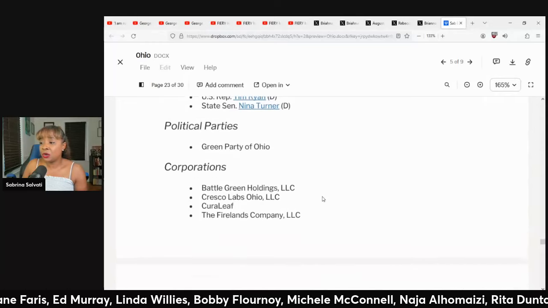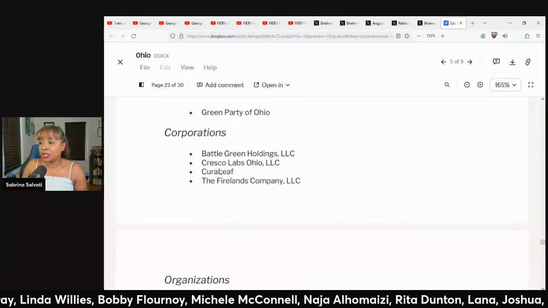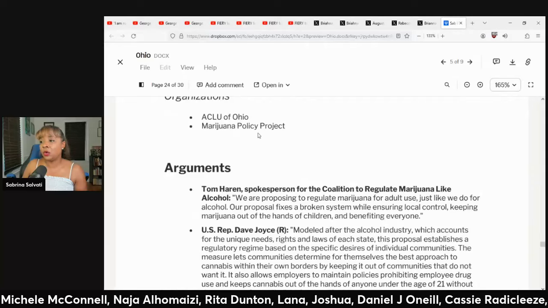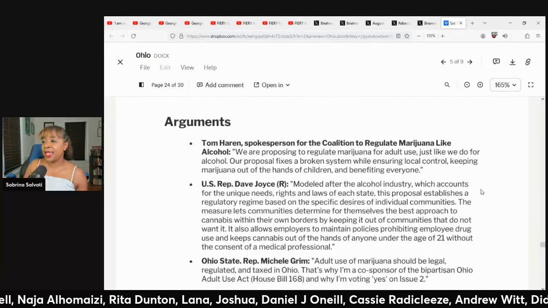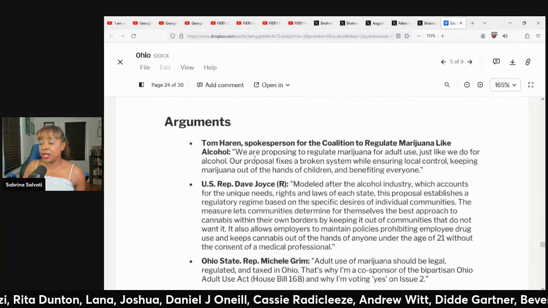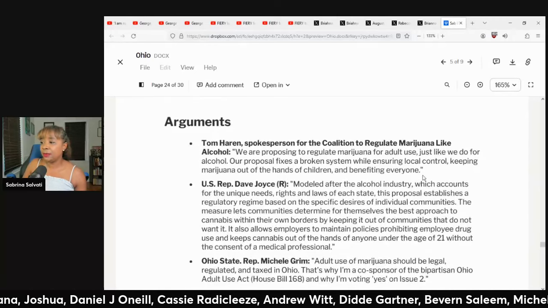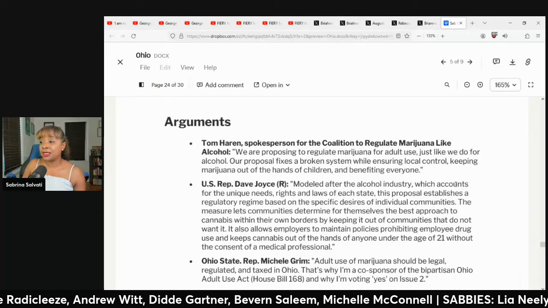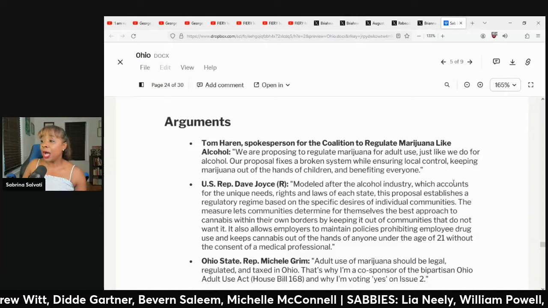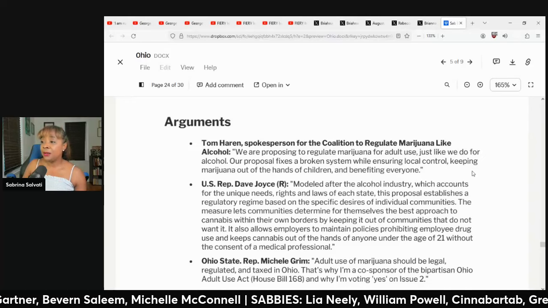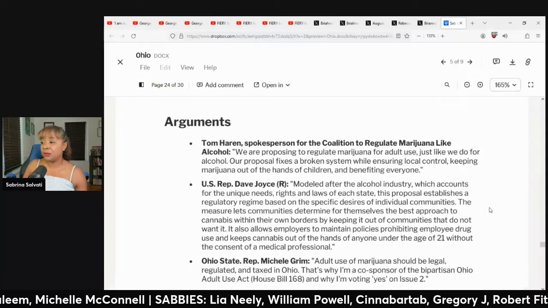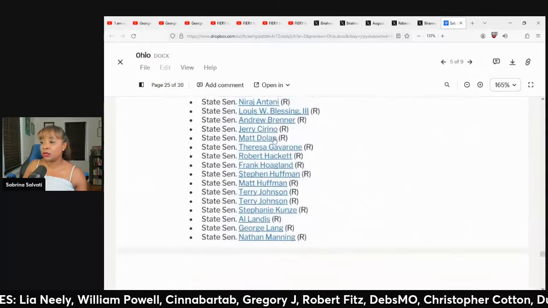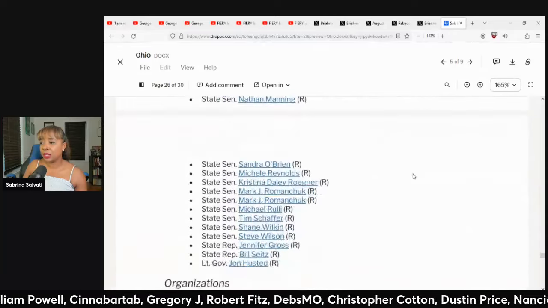Green Party of Ohio, corporations, Curaleaf, organizations, the ACLU of Ohio, Marijuana Policy Project. And one of the arguments from Tom Herron: we are proposing to regulate marijuana for adult use, just like we do for alcohol. Our proposal fixes a broken system while ensuring local control, keeping marijuana out of the hands of children and benefiting everyone. So yeah. And of course, Republicans opposed it. You guys know how this goes.